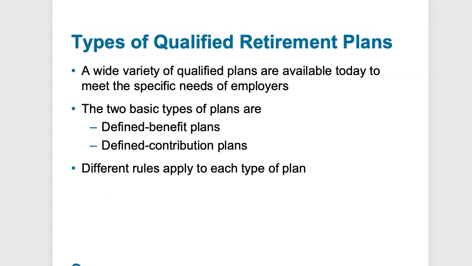Now, the different types of qualified retirement plans, there are two basic types: defined benefit plans and defined contribution plans. Now, we're going to go into these in more detail, but let me just say that the less common is the defined benefit plan. This is what you would think of as an old school pension.